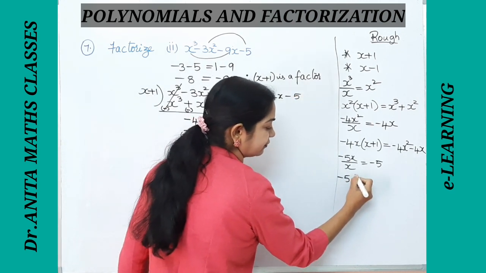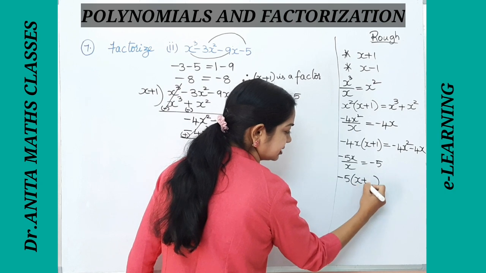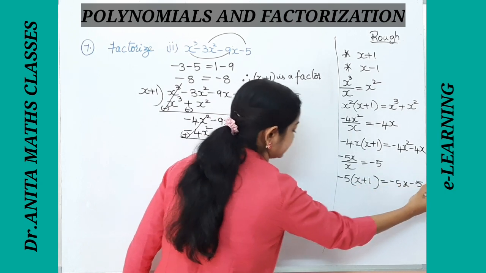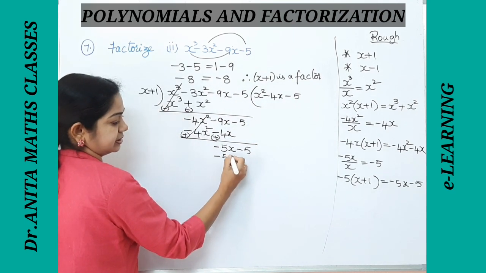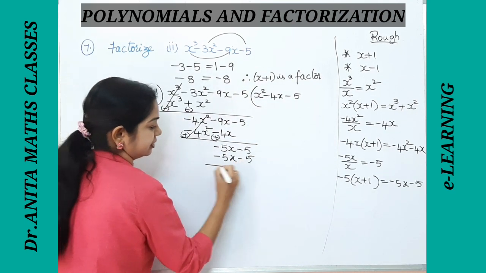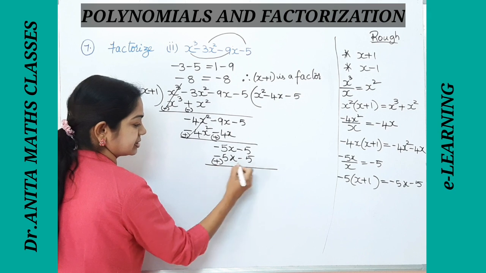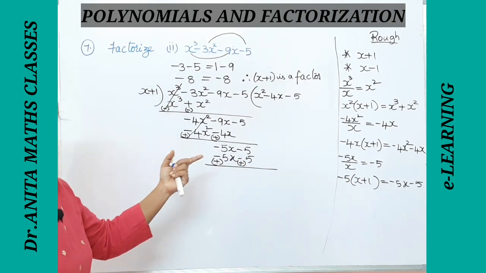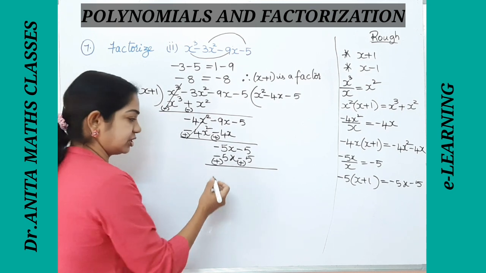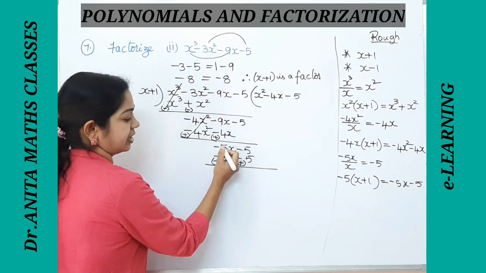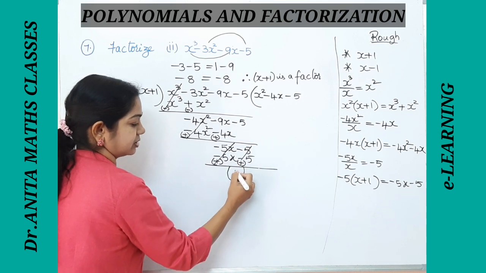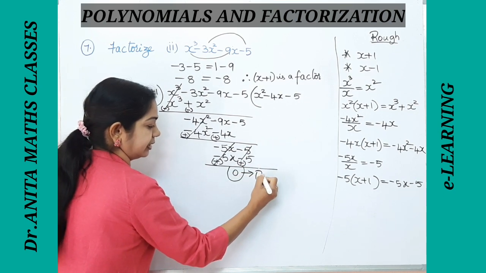This minus 5 is the quotient. This quotient you have to multiply with the divisor. So minus 5x minus 5 simply. So place it here, minus 5x minus 5. Now change the signs. Only the changed signs we have to use. So plus and minus get cancelled, plus and minus. You got 0 as the remainder.